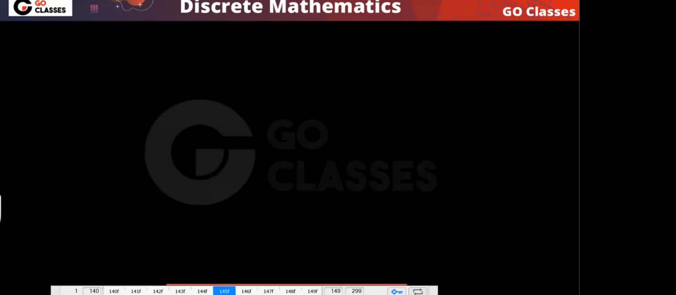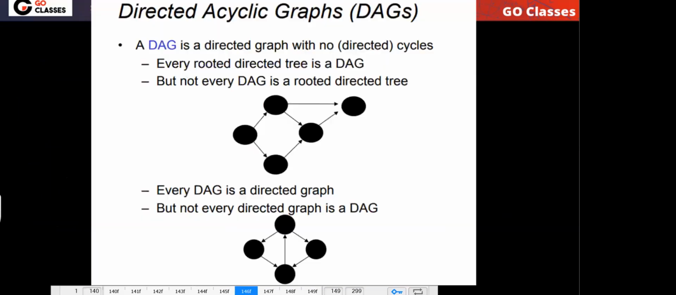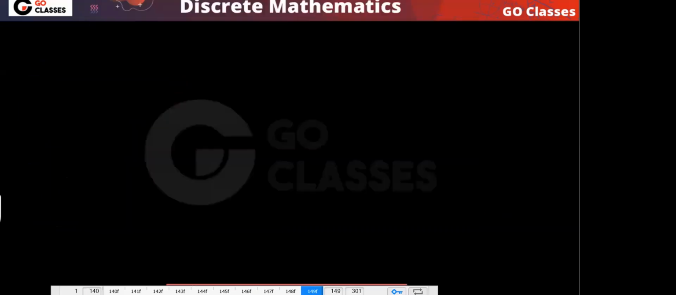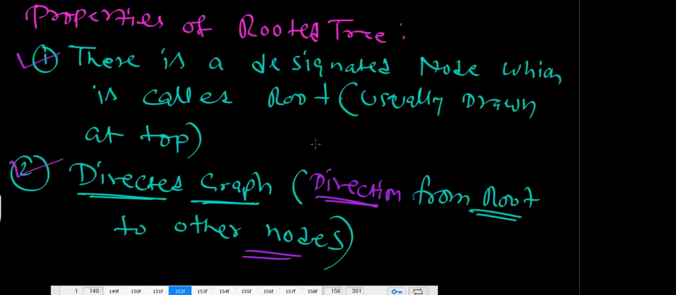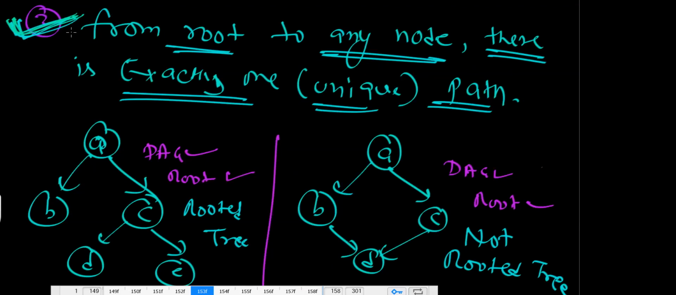So this is the difference. Remember, a directed acyclic graph and a rooted tree are different. A rooted tree is a special type of directed acyclic graph. So you can notice these are the properties of a rooted tree. There is exactly one designated node which is the root, and this is a directed acyclic graph, and from the root to any node there is exactly one path. So remember, this graph is directed acyclic, but this is not a rooted tree.